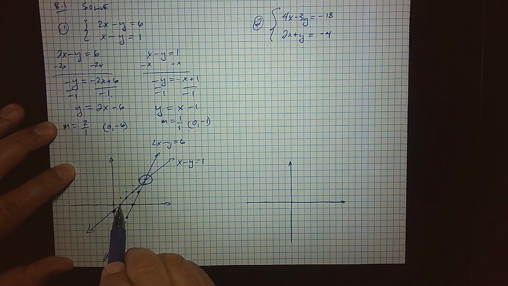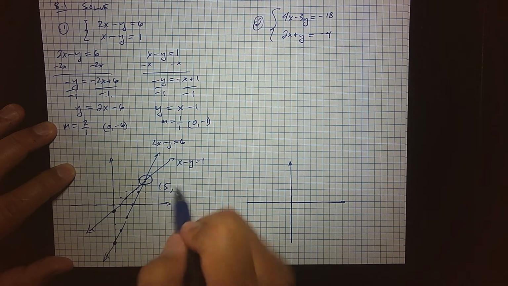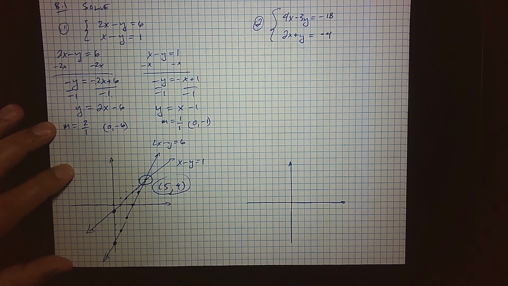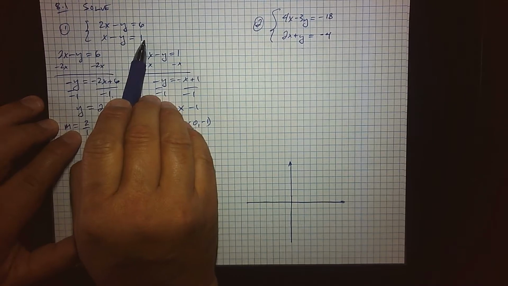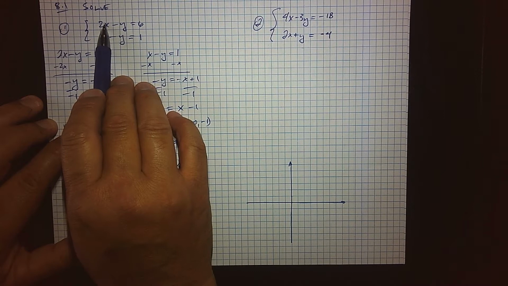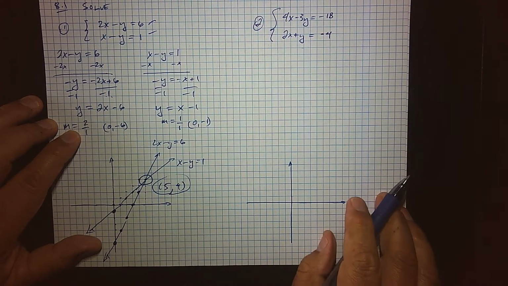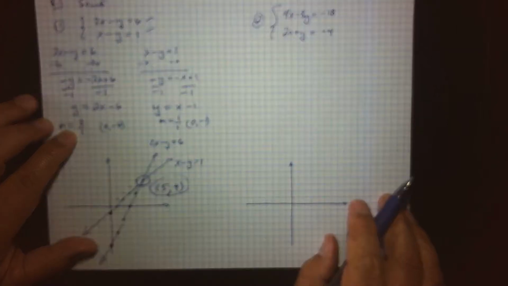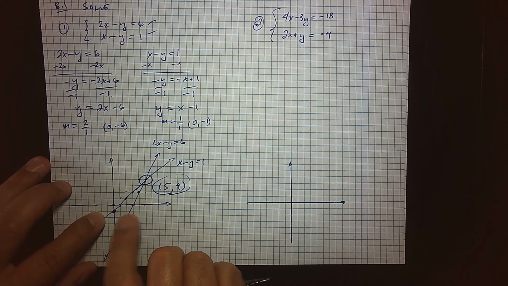And it looks like that's at 1, 2, 3, 4, 5, and then 1, 2, 3, 4. So it looks like 5, 4 is our solution point. Of course, how do I check it? Well, 5 take away 4 is 1, so it checks that one. 2 times 5 is 10, and if we subtract 4, we get 6. So it does check both of them, so that tells me we did a good job. We graphed it right. We found the solution point. And again, the graph is telling us that that's the only one.